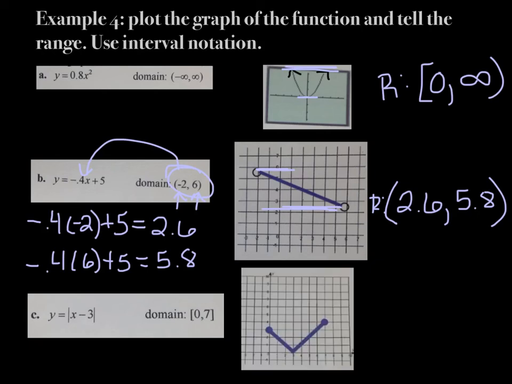So let's look at what that would look like. All right, so this one looks like this, but we've got limitations, so it's got a closed circle because of both of the hard brackets on x is 0 and x is 7. When you look at the range, the lowest y value is 0, and the highest y value is up here at 4.